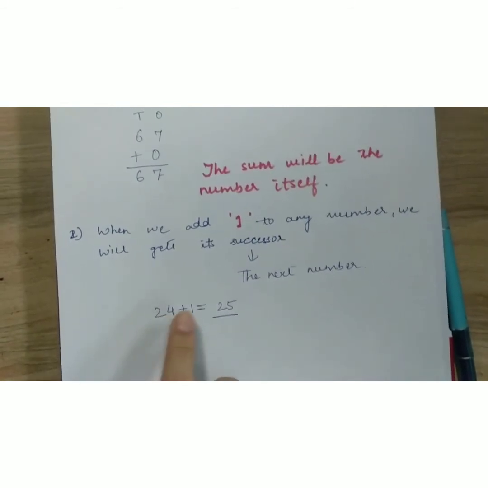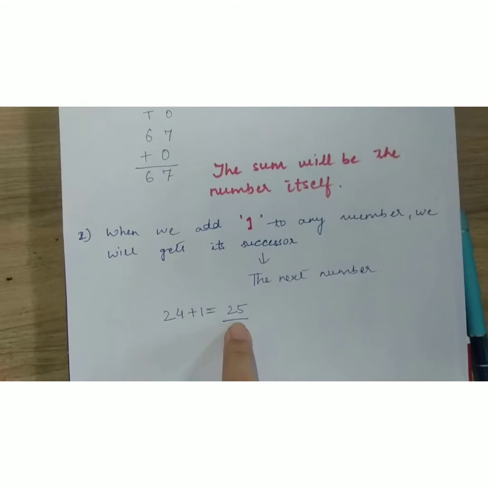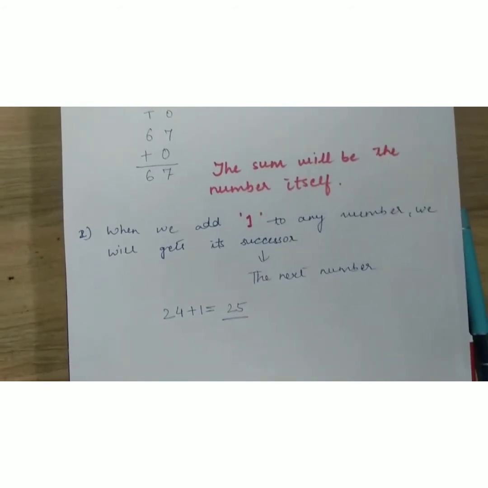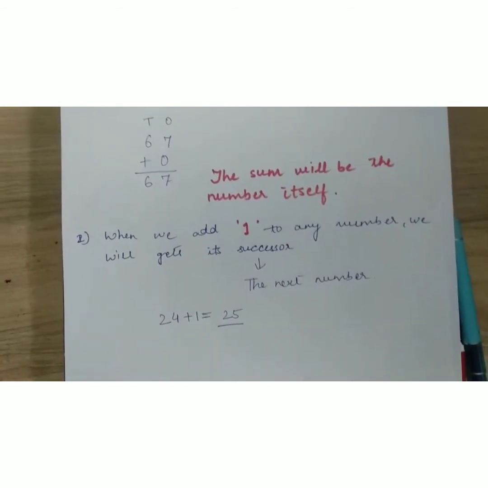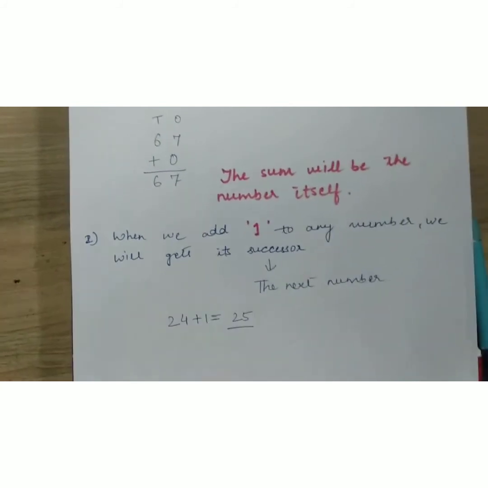So 24 plus 1. What comes after 24 is 25, children. So if 1 is added to any number, the answer which we have to find will be the next number. Okay?